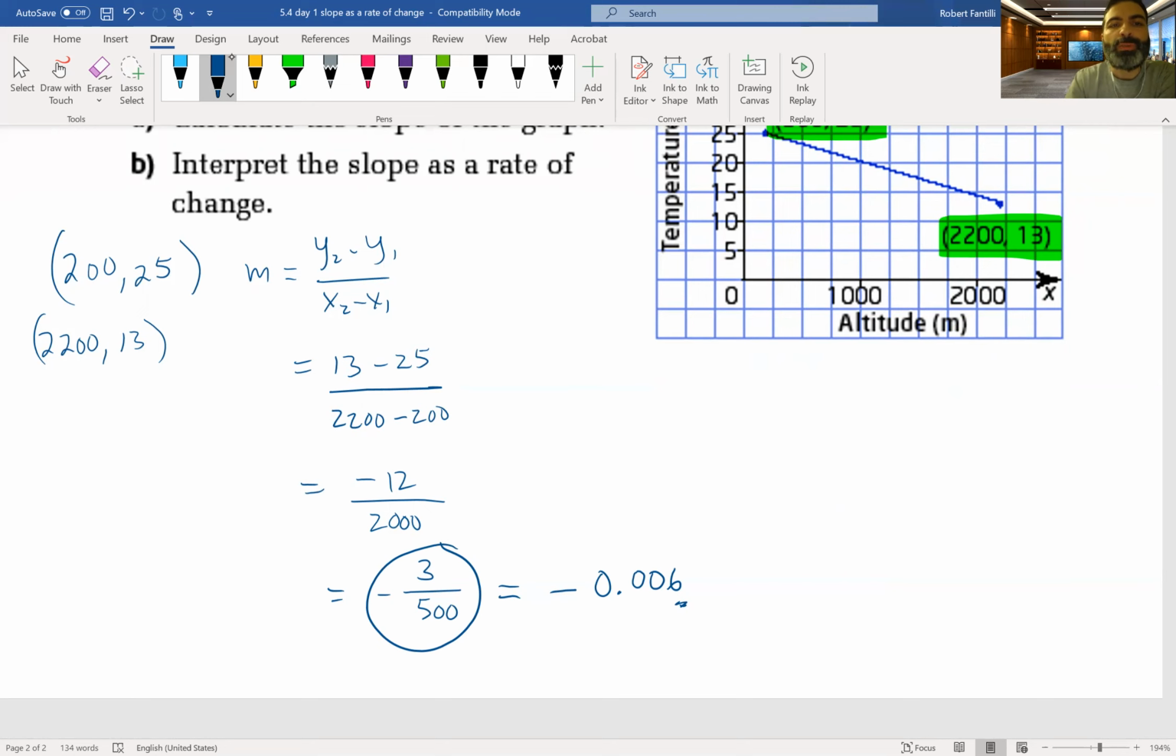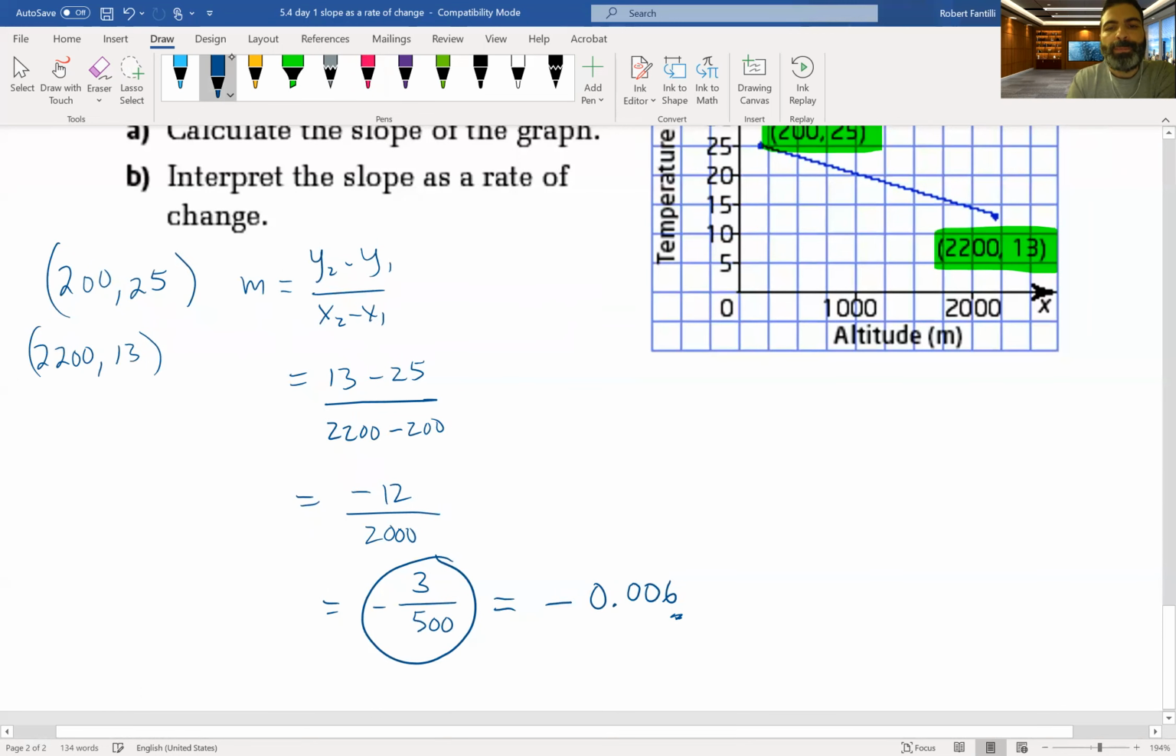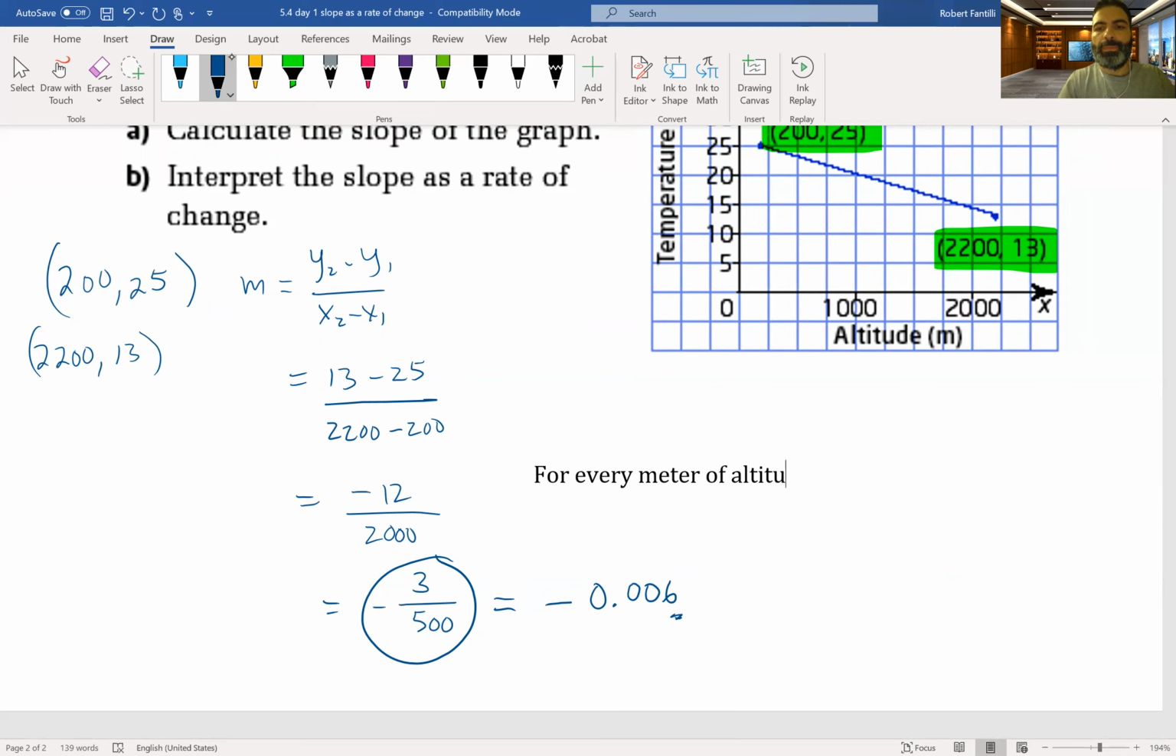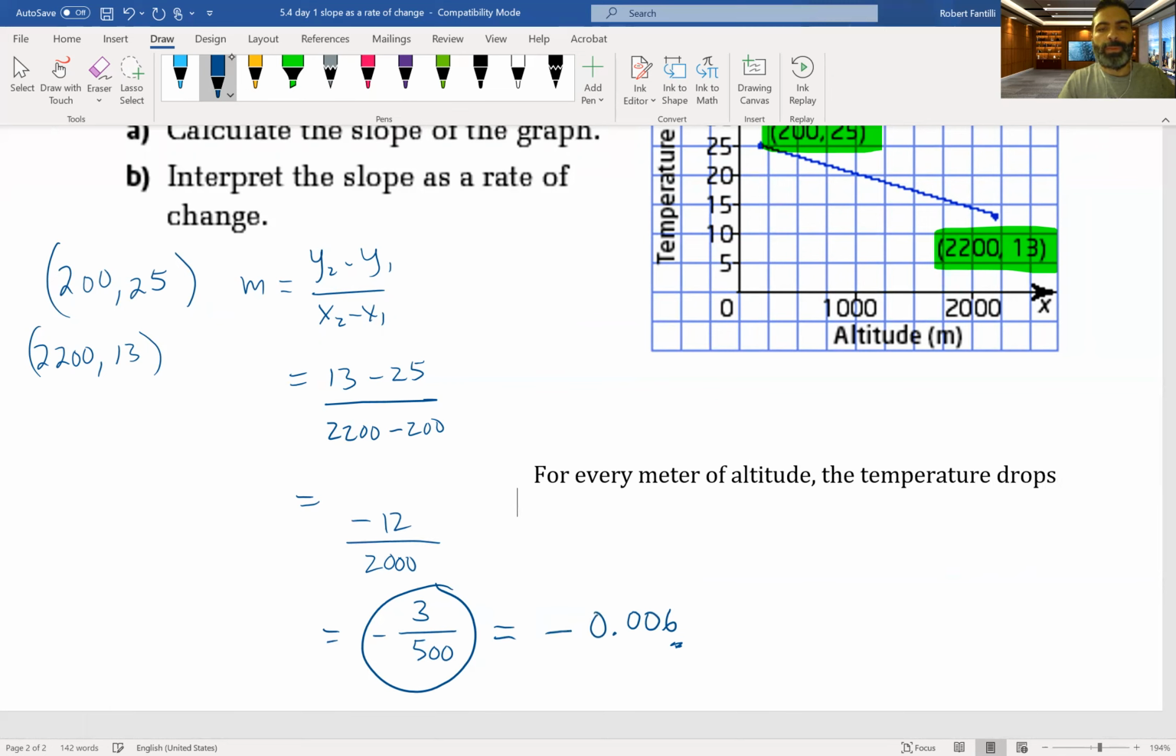But how do I interpret this? It says interpret the slope as a rate of change. That's question B. That means that, I'm not sure if I can type in there. That might make my life a lot easier if I could. And for every meter of altitude, temperature drops by decimal 0.006 degrees. You'll put a 0 in front of that. Okay, that's what it means.